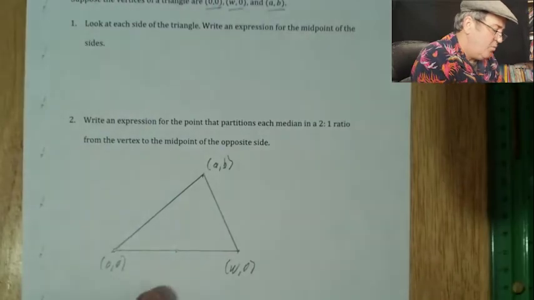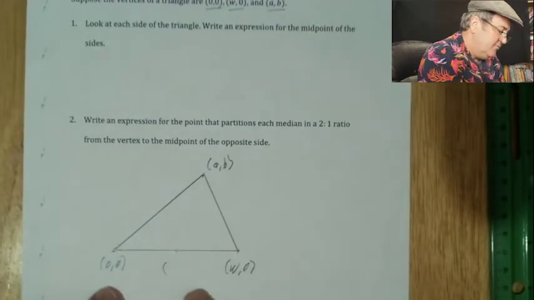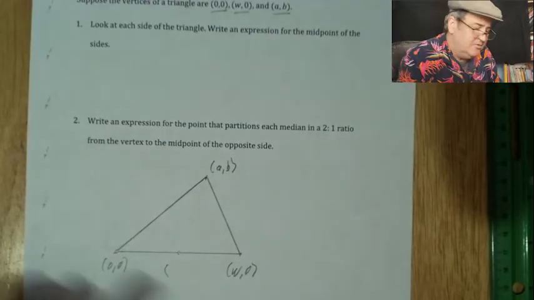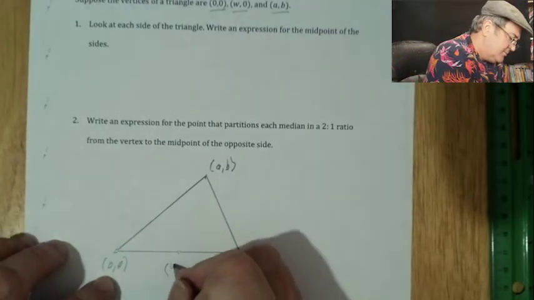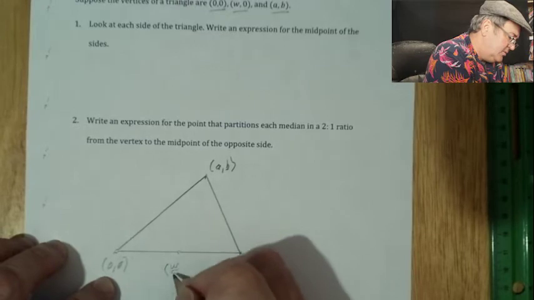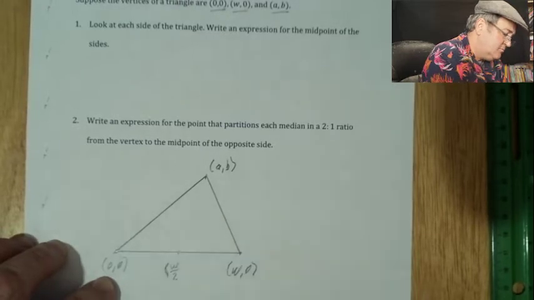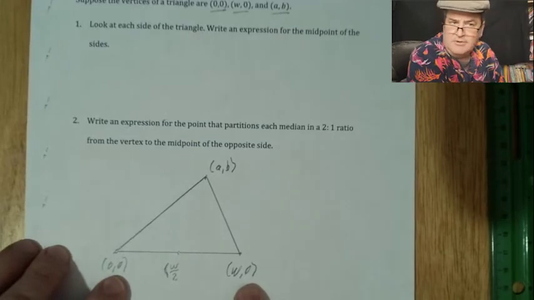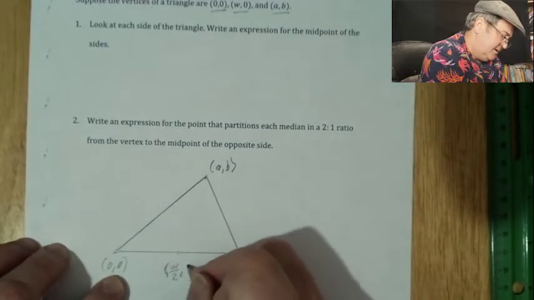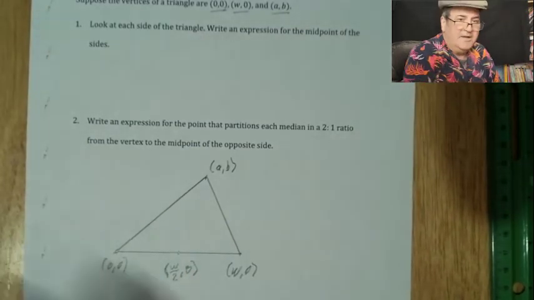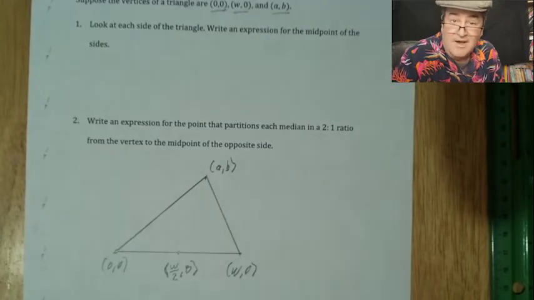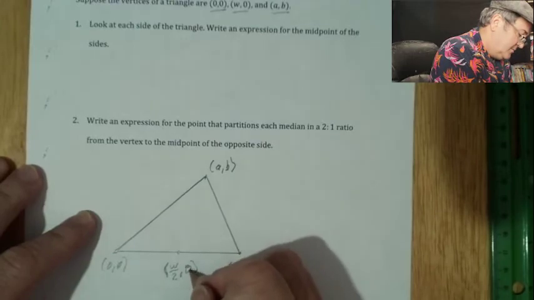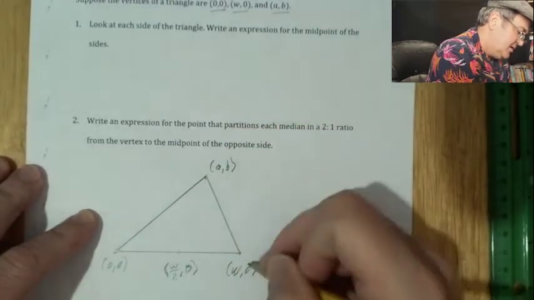Okay, so what would be the coordinates of that? Well, the x would be the average of the two. Add 0 plus W, you get W, divided by 2. So that's going to be W divided by 2. Depending on what W is, that'll change. The average between the y's, 0 and 0, is still 0. So that midpoint is the point (W/2, 0). That is our (x, y).